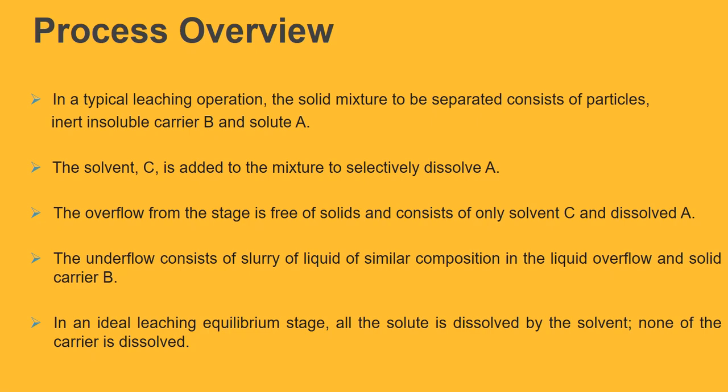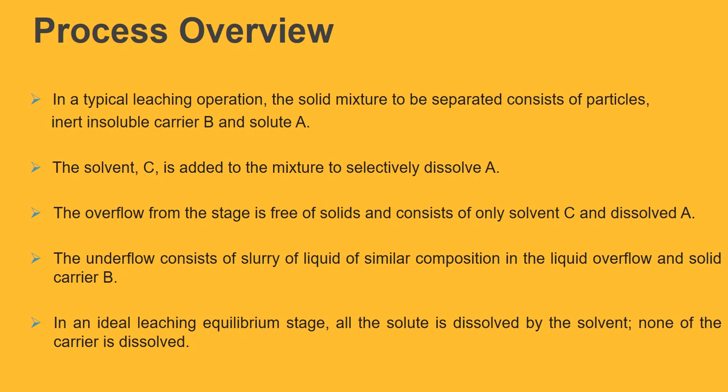Now, in a typical leaching operation, the solid mixture to be separated consists of particles. It was mentioned already in the first slide that your solute A, or your constituent A, is together with what we call the inert insoluble carrier B. We only assume that we are interested in solute A, and the rest may be considered as the inert insoluble carrier B. It does not have to be that we only have two components in our solid mixture. We can have several, but since we are only interested in A, the rest will be considered as inert solid B when we later go into calculation.